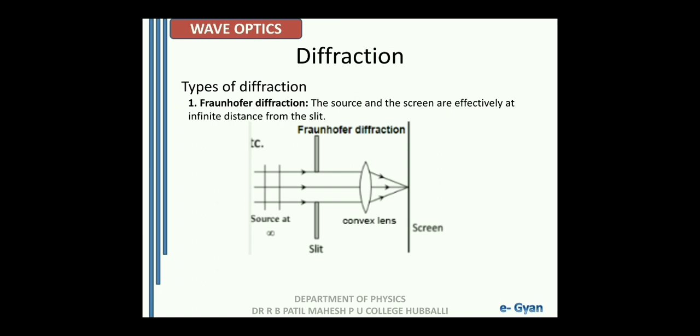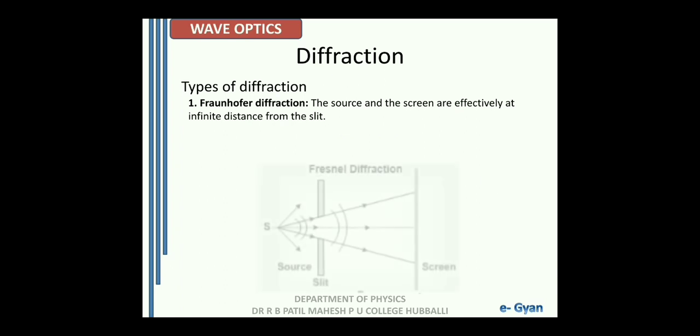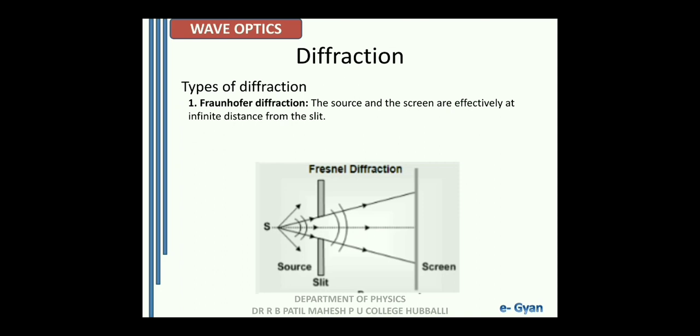Now, if you see the diagram, we are using a convex lens. Why do we use this convex lens? We say that effectively the screen is at infinity, but practically we need the screen to be placed at finite distance. So, to get the diffraction pattern on the finite screen, we make use of a lens so that we can converge the rays. The second type of diffraction is called Fresnel diffraction, in which the source and the screen are said to be at finite distance.